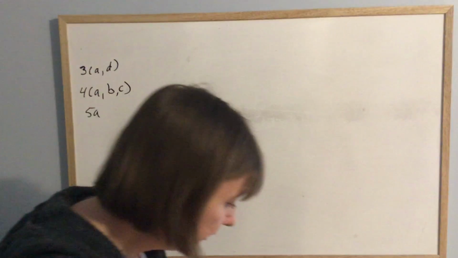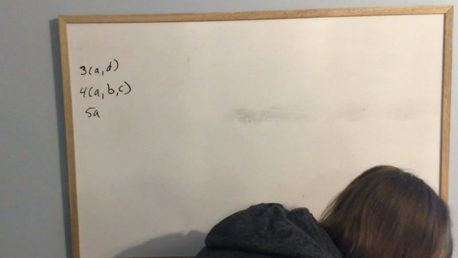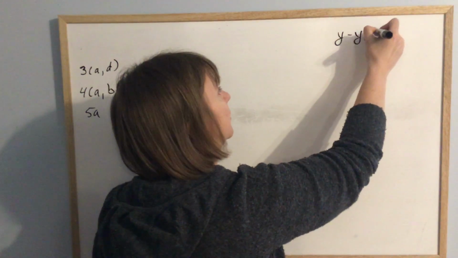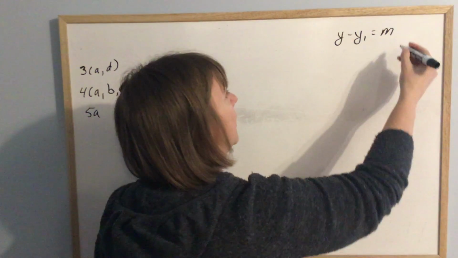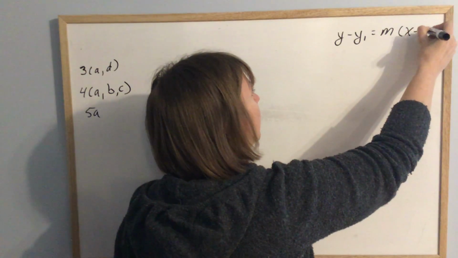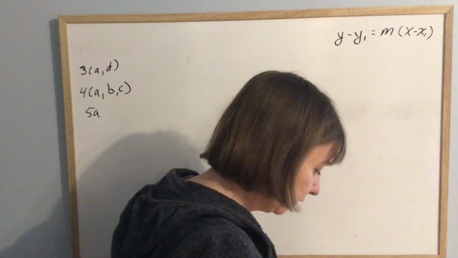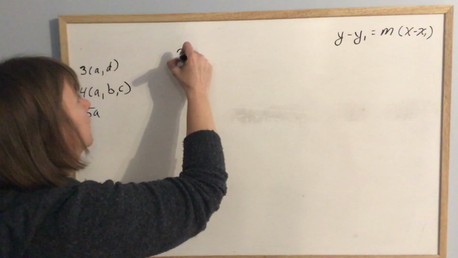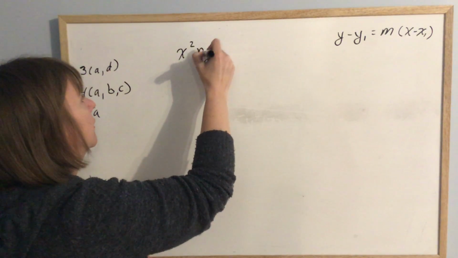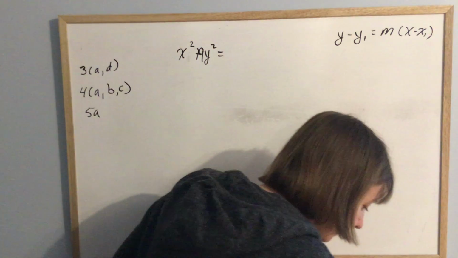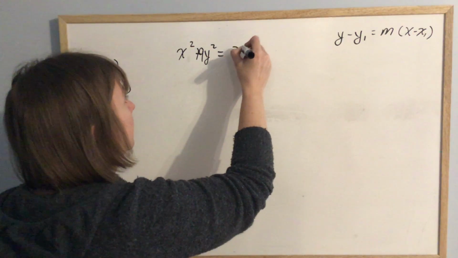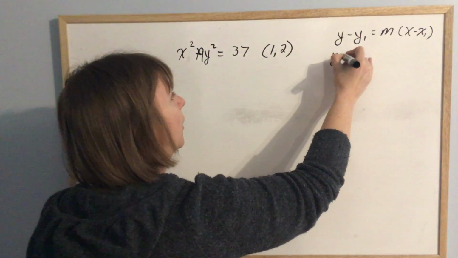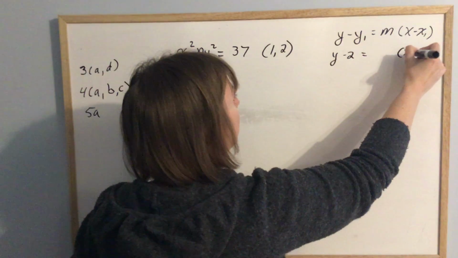Three. Determine the equation of the tangent to the curve at the given point. So if I'm coming up with an equation for a tangent, I know I'm going to have to do y minus y1 is equal to slope times x minus x1, because that's the equation of the tangent. So for 3a, they give us x squared plus 9y squared is equal to 37 at the point 1 and 2. So I already can do y minus 2 and x minus 1.